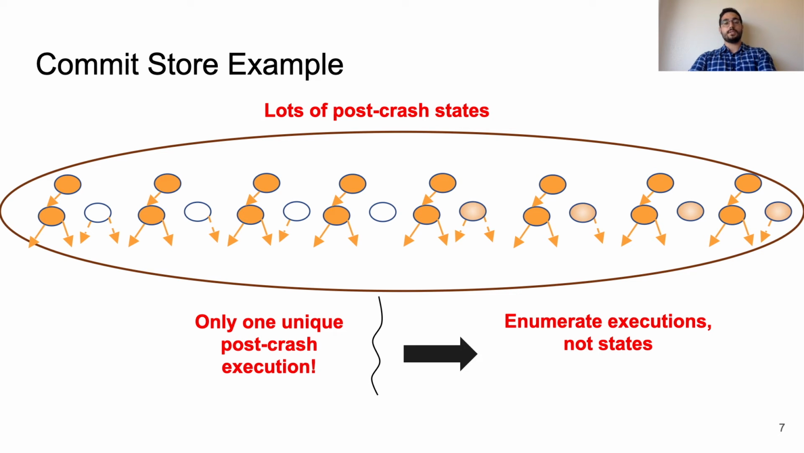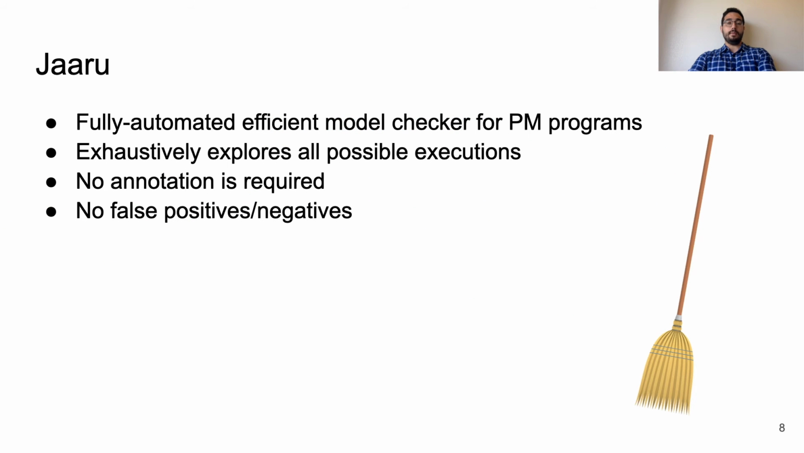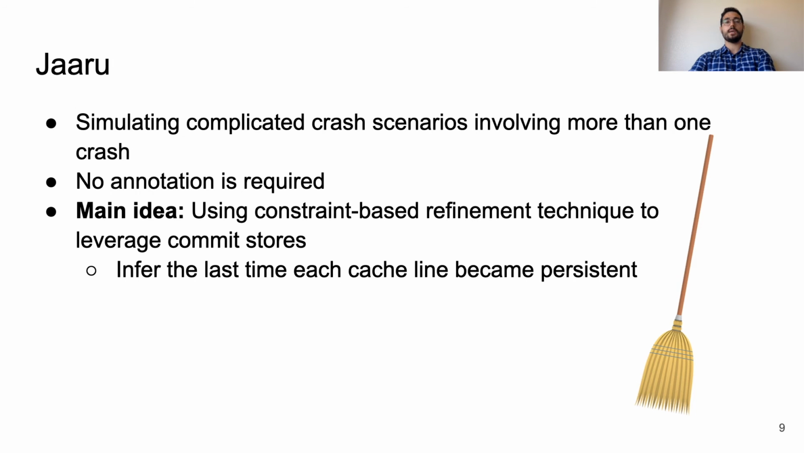Our insight is to leverage the commit store pattern and enumerate executions instead of memory states. Based on this insight, we implemented Jaaru, a fully automated, efficient model checker for persistent memory programs. Jaaru exhaustively explores all possible executions. It doesn't require any annotations on the program, and moreover, it doesn't generate any false positives or false negatives. Any bug that it reports is a real bug with the corresponding execution trace. Jaaru is capable of simulating complicated crash scenarios with more than one crash for testing the recovery code.